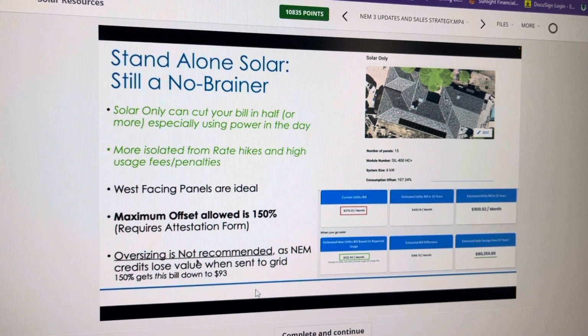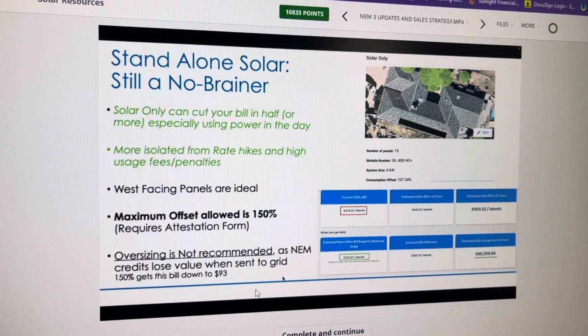So oversizing is not really the way to go, because at a certain point, you're done powering your house, you're just sending power to the grid, but remember, those credits are only about 5 cents. And then they're selling it back to you at 40, 50, 60, 70 cents. So there's a lot of diminishing returns. If I were to max this house out at 150%, yeah, I'd bring the bill down a little bit lower to around $93.